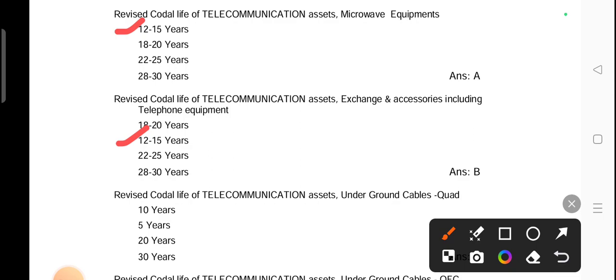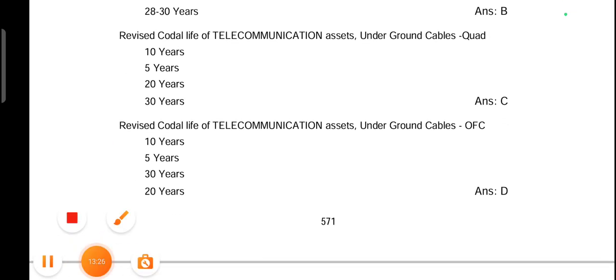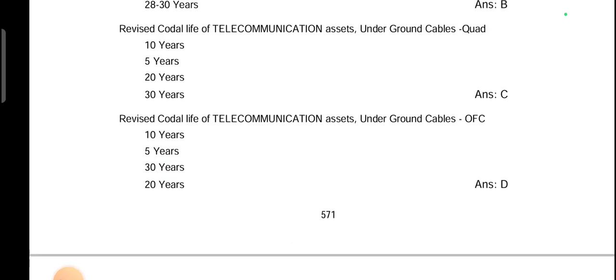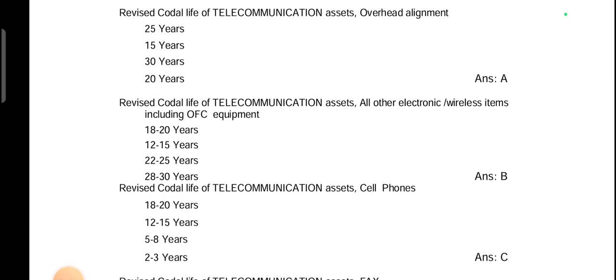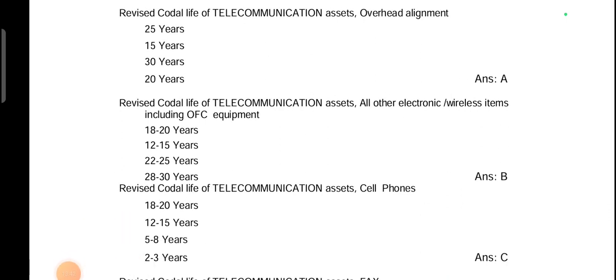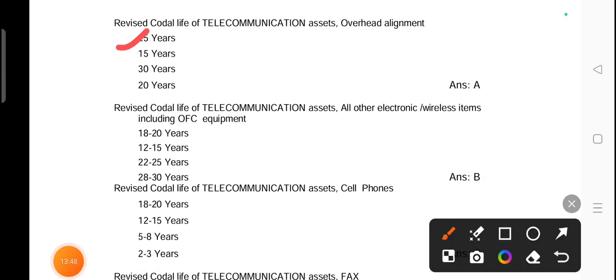Next, revised codal life of telecommunication assets, underground cables quad: 20 years. Next, underground cables OFC: 20 years. Revised codal life of telecommunication assets, overhead alignment: 25 years. Next, all other electronic or wireless items including OFC equipment: 12 to 15 years.